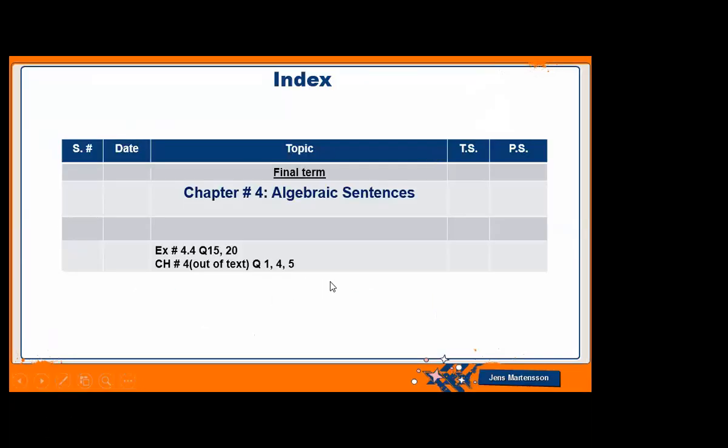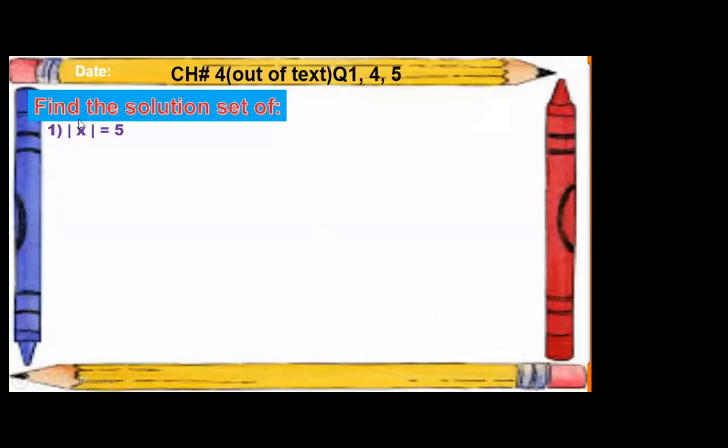So question 145. I want you to copy down question number 1 quickly. As this is an out of text question, I have to share these questions by myself. So please write down chapter number 4 out of text at the top. Write down question 145 quickly. Mention the date here. Find the solution set of question number 1: mod x is equal to 5. Thank you. Let's start the work.